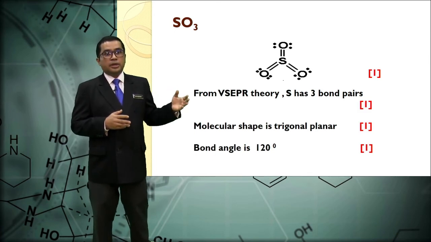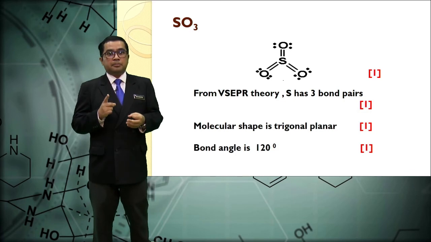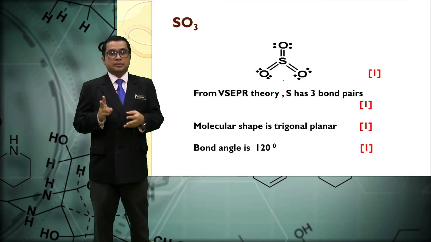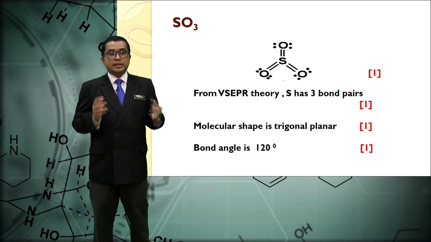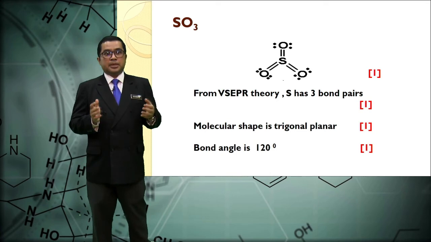Okay, so from your drawing, by using the VSEPR theory, S has 3 bond pairs. So that is for the second mark. The next mark will be given on the molecular shape. So you have to determine the correct molecular shape of SO3, which is trigonal planar. I repeat, it's trigonal planar.